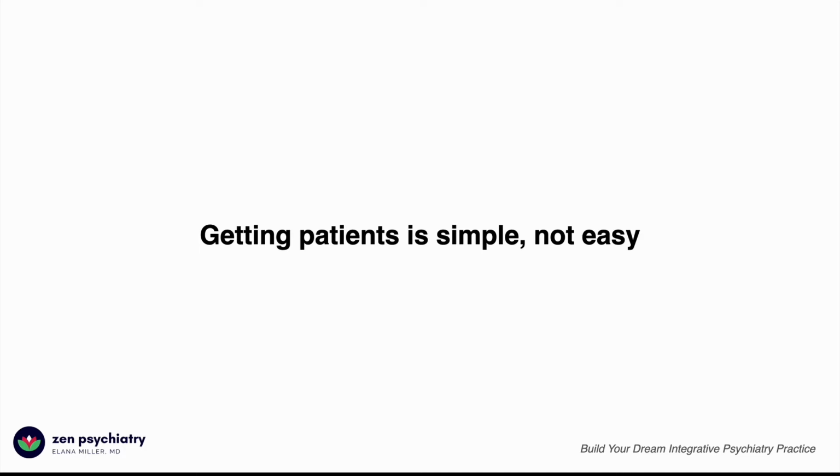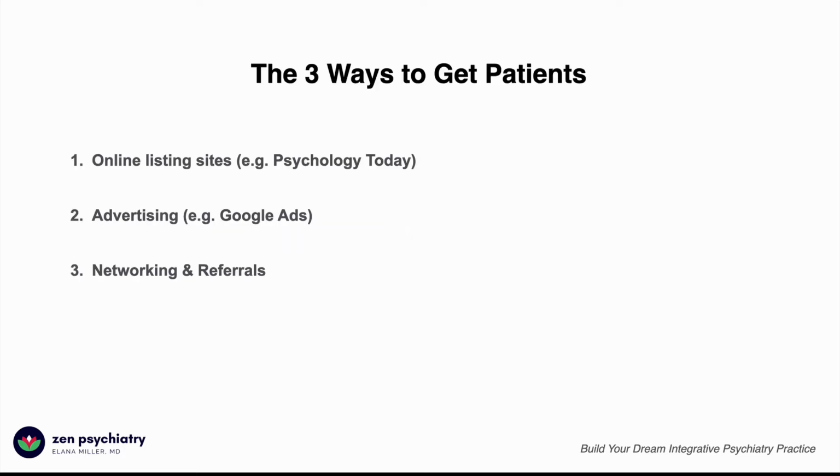Like, what's the secret? I'm sorry, there's no secret. It is that simple. You just have to do it. The problem is that people think it seems so simple that they're like, no, it can't be that simple, and they just don't do anything and they don't get any patients. So that's why it's not easy. But if you get out of your own way and you just execute on it, you will be successful. These are the 3 ways to get patients.